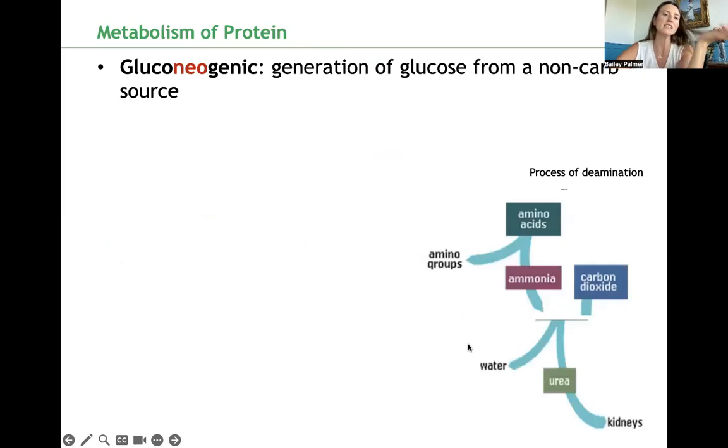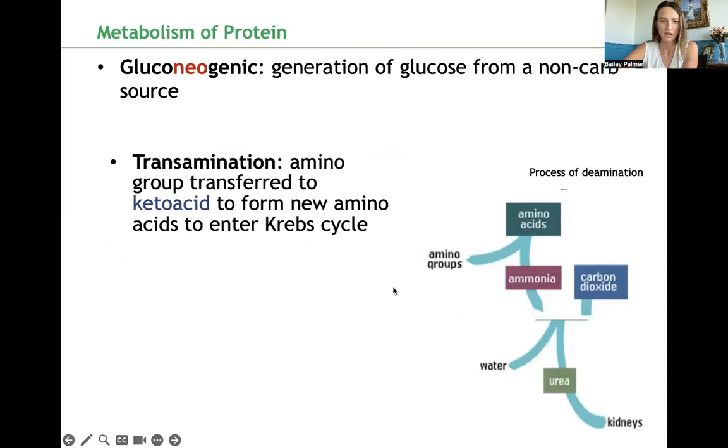All right, next is continuing with that discussion about gluconeogenesis. Anything that's gluconeogenic is making glucose from a non-carbohydrate source. And so we do that with lactate. We do that with glycerol. And here we're going to show two ways we do it with amino acids. Okay, we have two terms.